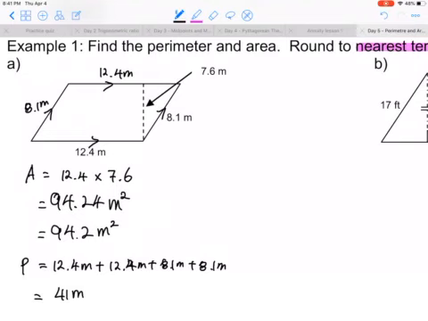Now later on, I may not give you this, okay? I may just give you the height, and I may give you probably just this part so that you will be able to find this one, and you will be able to find this one using the Pythagorean theorem. So be really careful of this, okay?